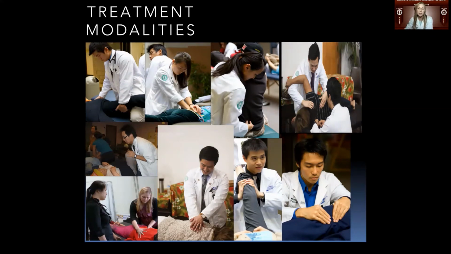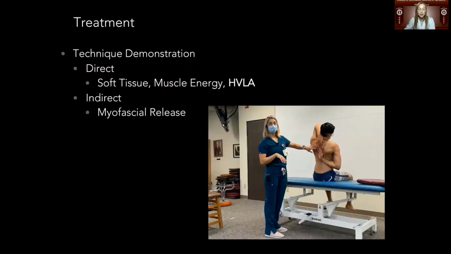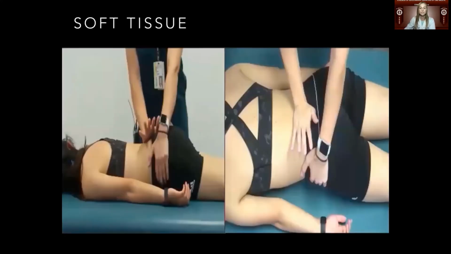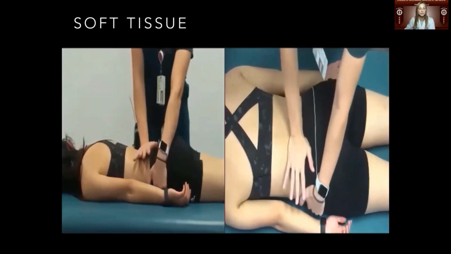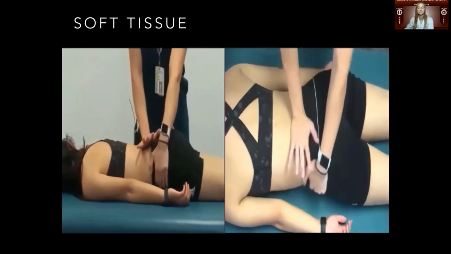These are some pictures of different techniques we utilize to treat our patients. As you can see, we are very hands-on. We want to take this opportunity to show you some of the treatments that you will learn in your first and second year. One technique you will learn early during your first year is soft tissue, which is demonstrated here.